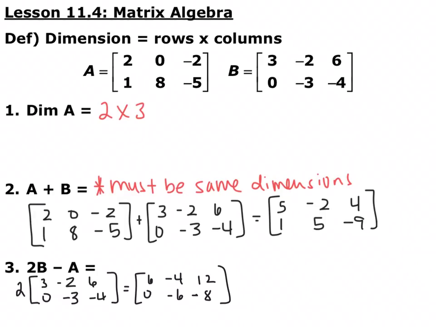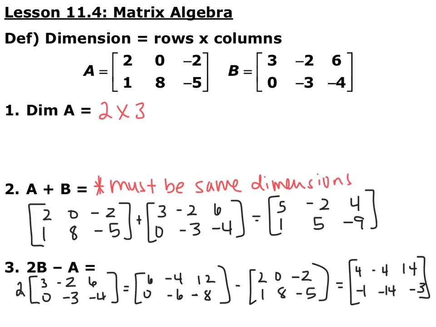So matrix 2B would be 2 times the matrix B, which ends up being 6, negative 4, 12, 0, negative 6, negative 8. So multiply 2 by each entry. Now we want to subtract off matrix A from that. Go ahead and pause the video and subtract matrix A from matrix 2B. Just like before, you're going to subtract each individual entry. So you end up with 4, negative 4, 14, negative 1, negative 14, negative 3. Whenever you add or subtract matrices, they have to be the same dimension. In this case, they were both 2 by 3. And to multiply by a constant, you just multiply every entry by that constant.